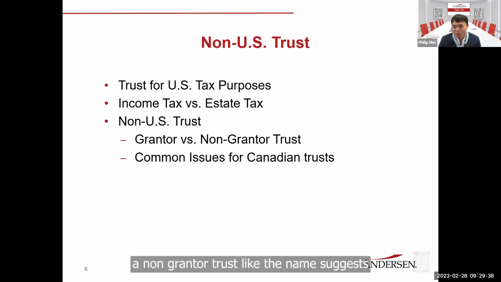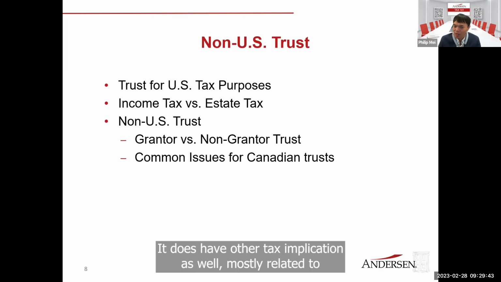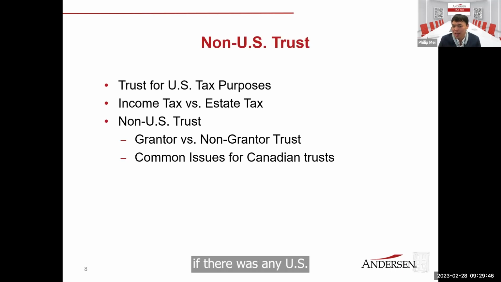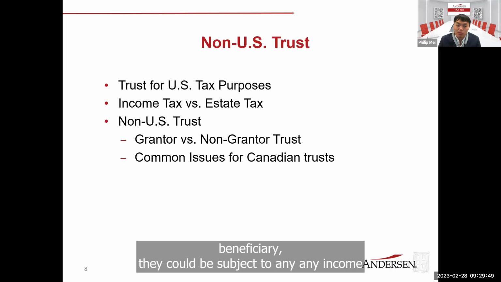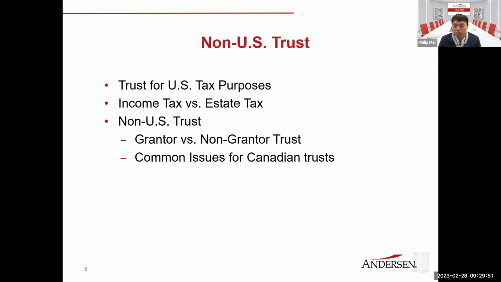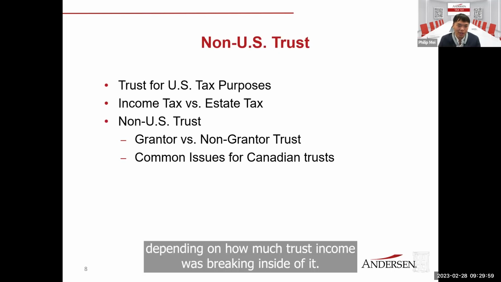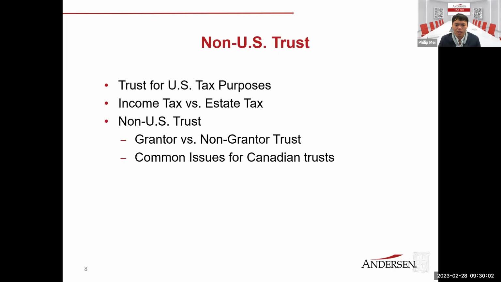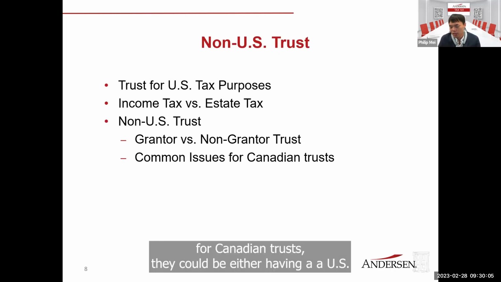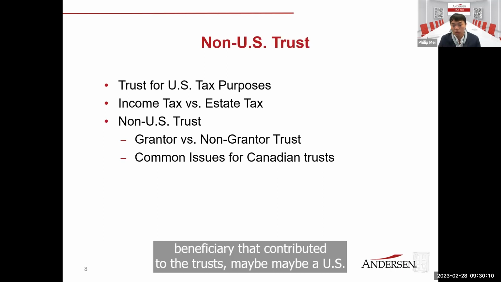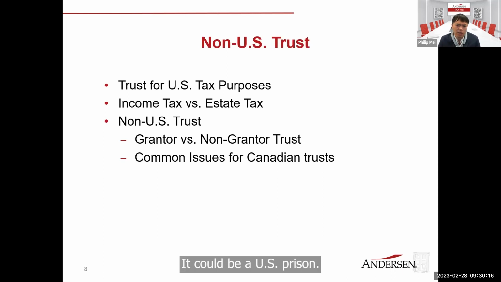A non-grantor trust, like the name suggests, is any trust that is not a grantor trust. It does have other tax implications as well, mostly related to any US beneficiary, who could be subject to income anti-deferral rules, where they might have additional tax depending on how much trust income was retained inside of it. And some of the common issues for Canadian trusts are that they could have a US beneficiary, the contributor to the trust may be a US person, or maybe even the trustee could be a US person.